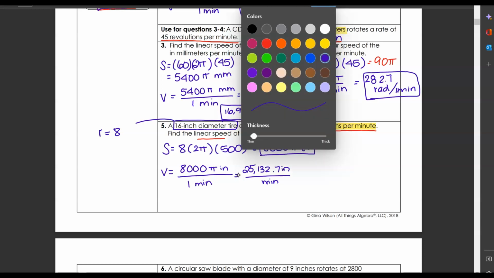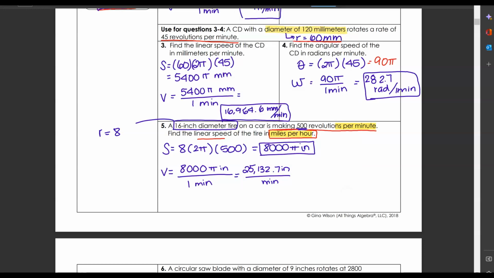Now we want to give the answer in miles per hour, so let's do the conversion. Because I want to get rid of minutes and get hours, I'm going to multiply by 60 minutes over 1 hour so that my minutes cancel out. Next, I want to get rid of inches and get to miles. I know that there are 12 inches in 1 foot. But now I want to get rid of feet, so I want to make sure those units cancel out.